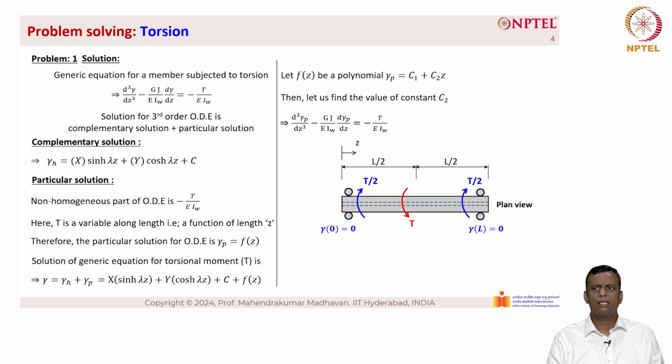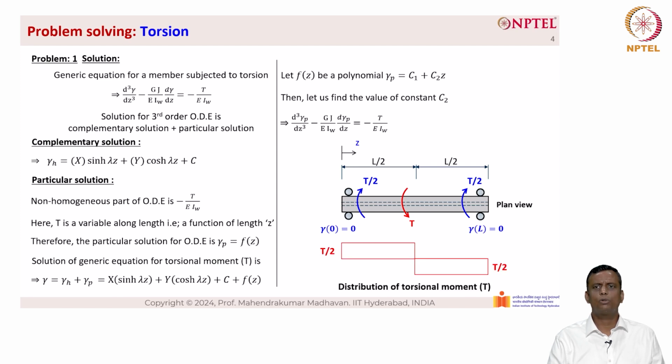Now if you look at the problem, we can see that in the plan view, a concentrated torque is applied at the center. The reactions are given as T by 2 at both ends, and both ends are represented as gamma of 0 equal to 0, which is the twist is restrained at z equal to 0. Similarly, gamma of L equal to 0, the twist is also restrained at the other end where z equal to L.